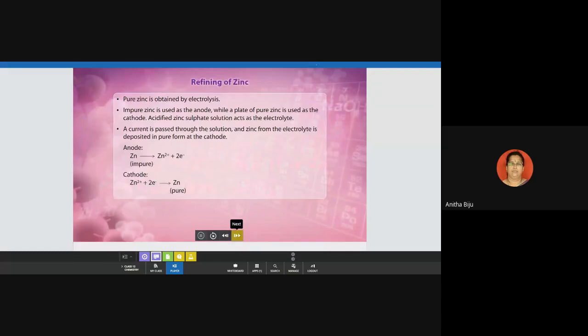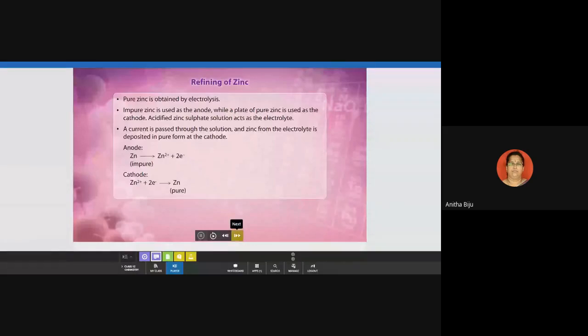You can mention electrolytic refining, and you know what the important requirements for an electrolytic process are. Anode is there, cathode is there. Anode is impure zinc. Cathode is a thin sheet of pure zinc, and the electrolyte is a mixture of zinc sulfate and sulfuric acid. Then when electricity is passed, a reaction takes place at the anode and cathode.